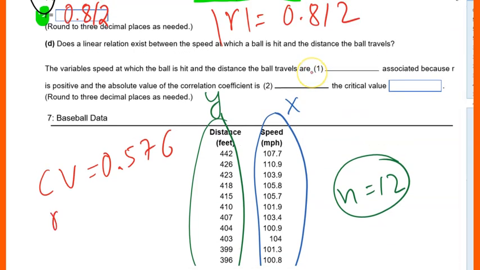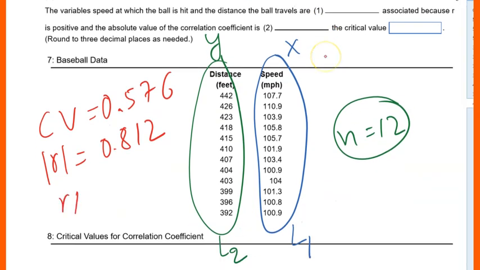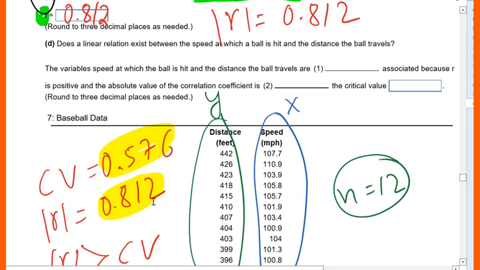Let me write it down. The absolute value of R is 0.812. Since the absolute value of R is greater than the critical value, when you compare these two numbers, the absolute value of R is greater than the critical value. Therefore, a linear relationship exists between the variables. Yes. And the answer is this. You fill in the blank question.